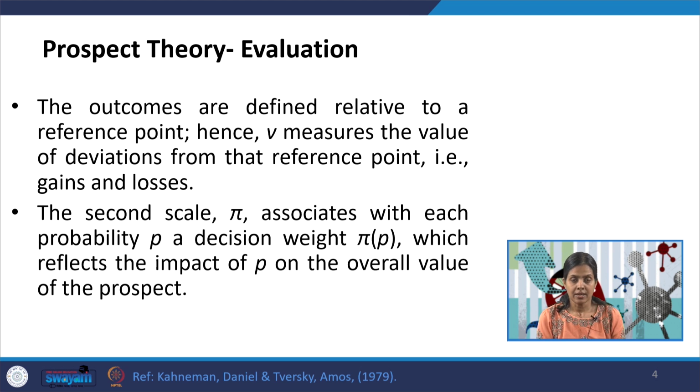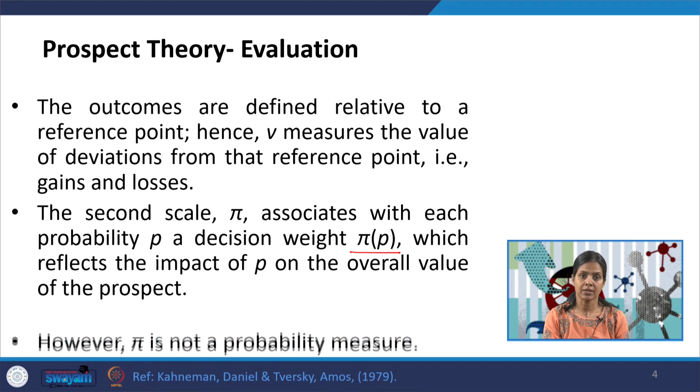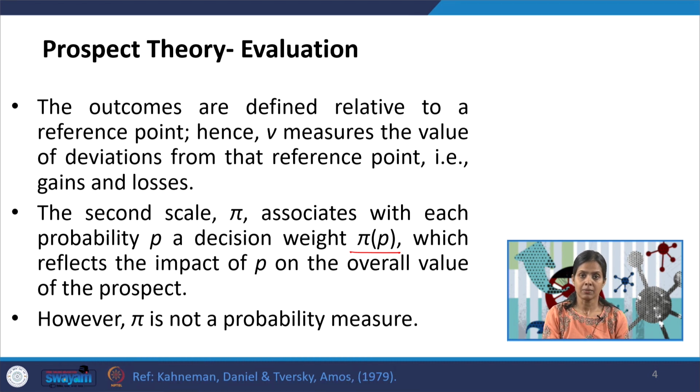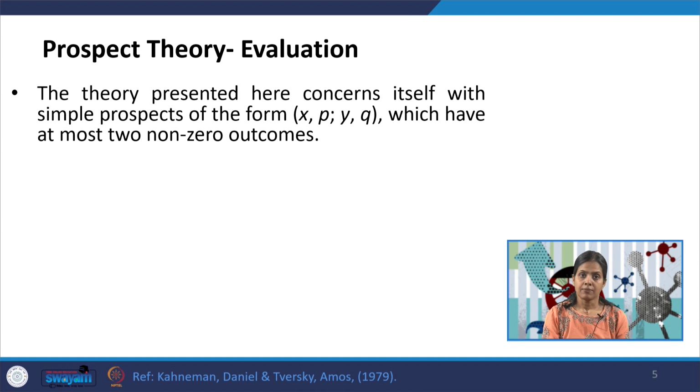The second scale pi associates with each probability p a decision weight pi(p), which reflects the impact of p on the overall value of the prospect. However, pi is not a probability measure. We will talk about pi later while discussing the weighting functions. For the timing, we first discuss broadly the value function, and we will first talk about the value scale.